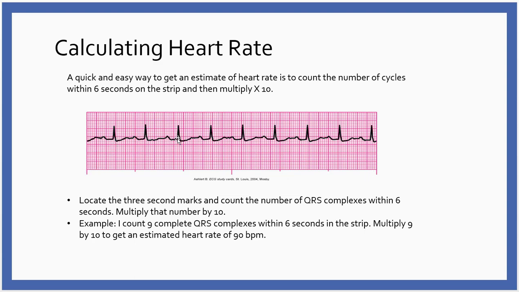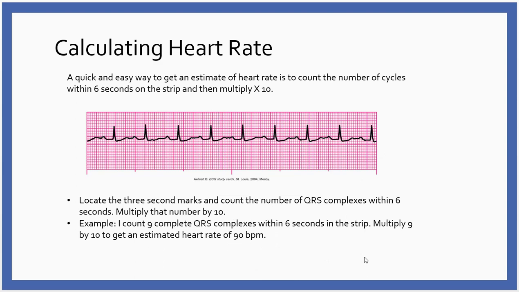1, 2, 3, 4, 5, 6, 7, 8, 9. 9 complexes in 6 seconds. I need to know what it is in 60 seconds, so I'm going to multiply times 10, and that gives me 90. So I'm estimating that this is a rate of about 90 beats a minute. Remember, it's just an estimate, but it'll give me a good ballpark.